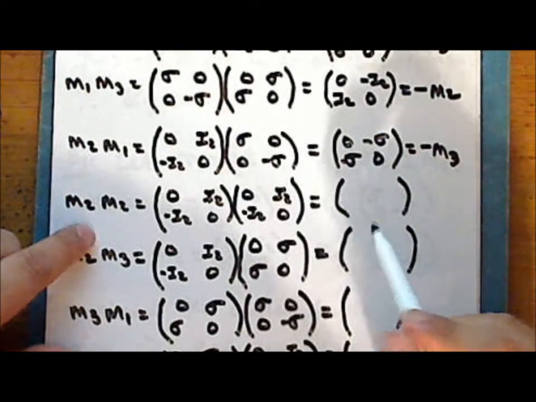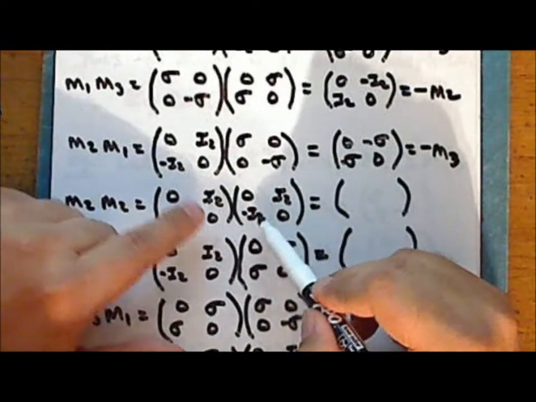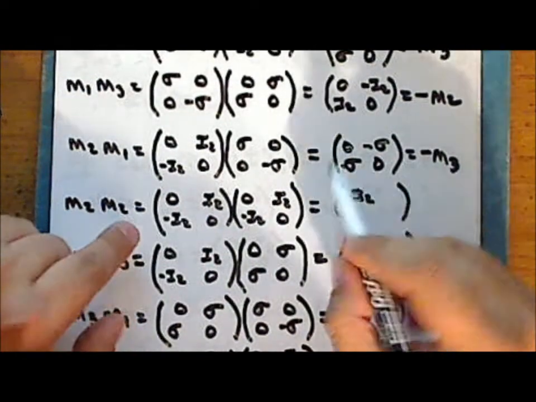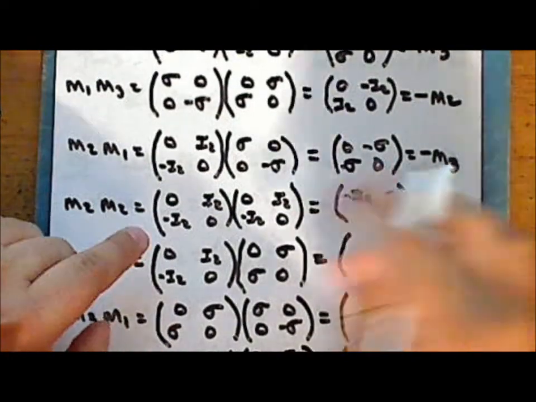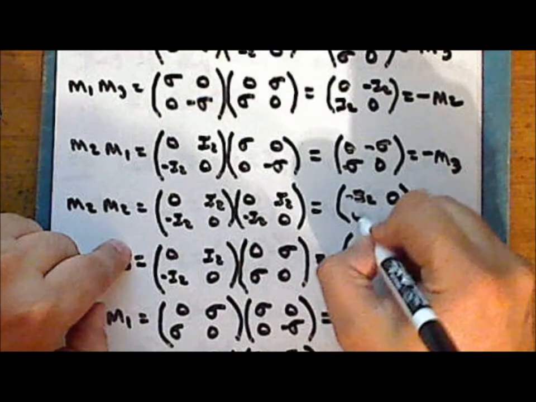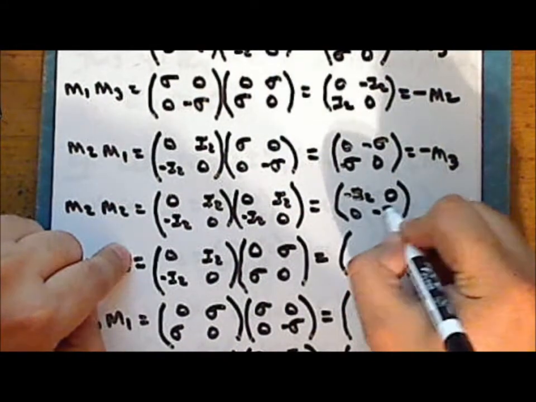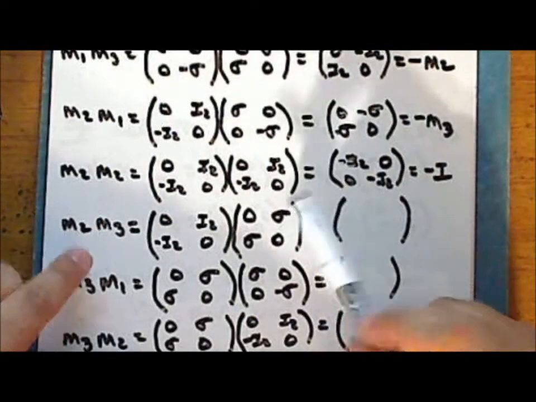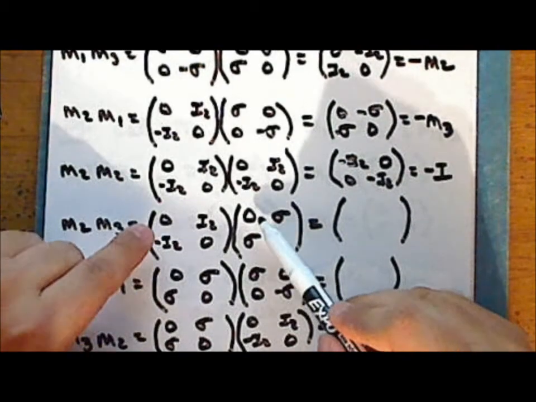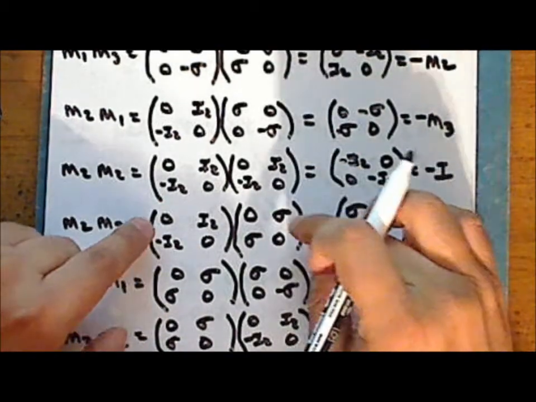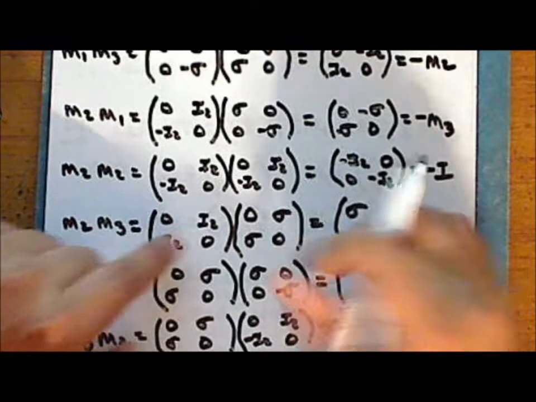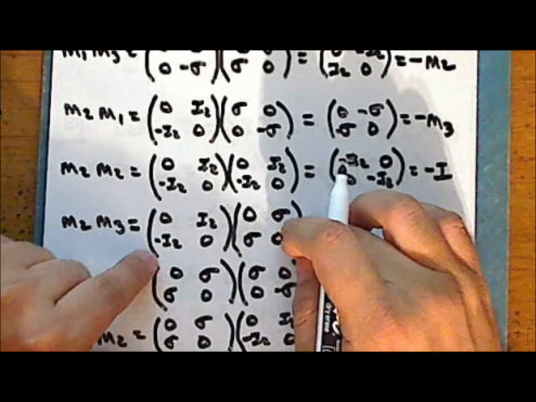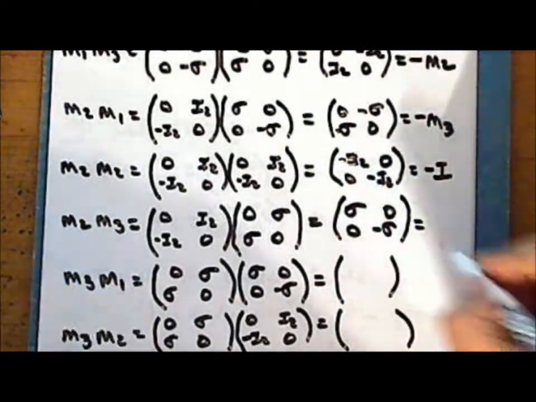M sub 2 times M sub 2 is the matrix with entries 0 plus negative I sub 2, 0 plus 0, 0 plus 0, negative I sub 2 plus 0, and this is negative I. M sub 2 times M sub 3 is the matrix with entries 0 plus sigma, 0 plus 0, 0 plus 0, and negative sigma plus 0. Notice that this is the matrix M sub 1.